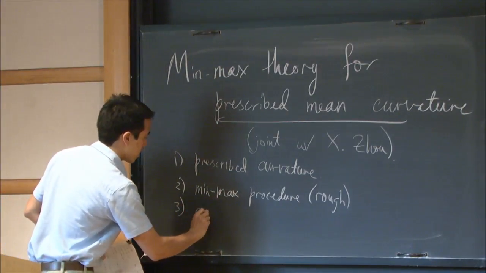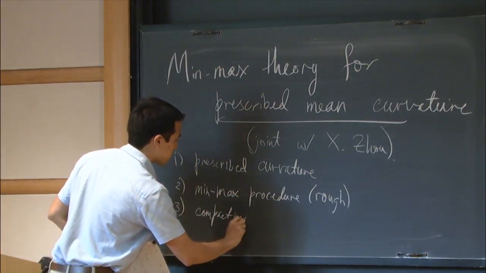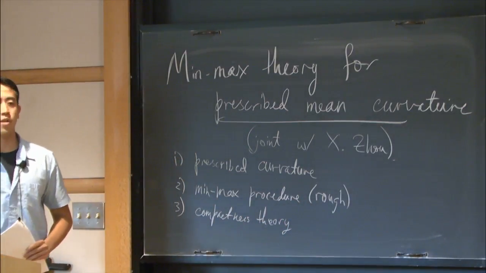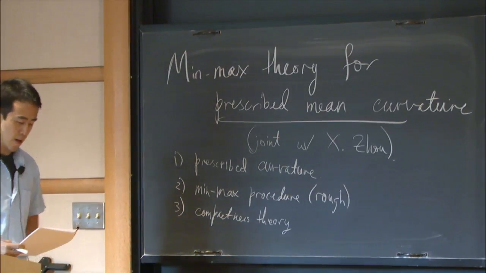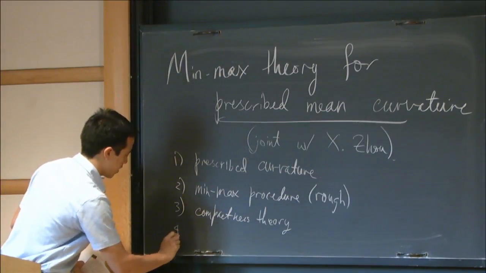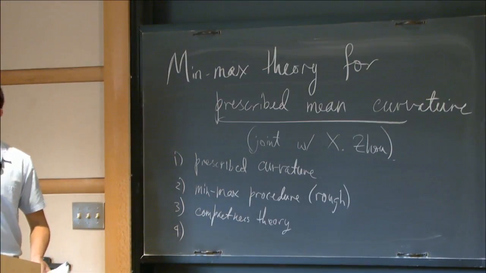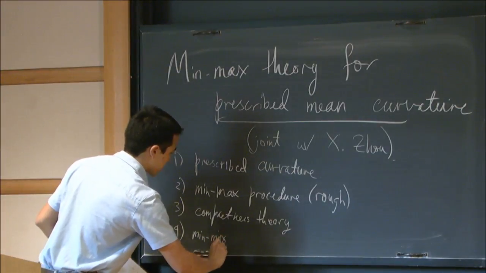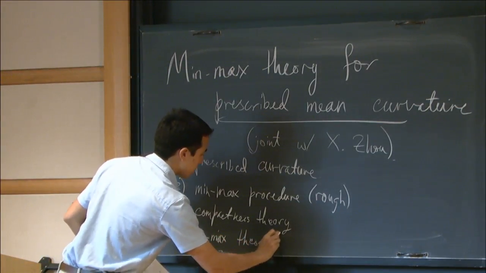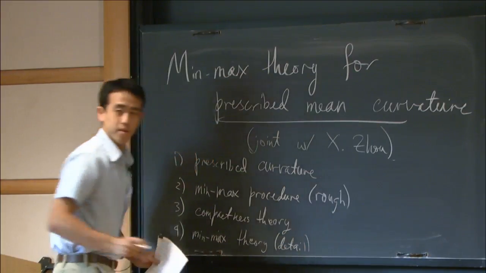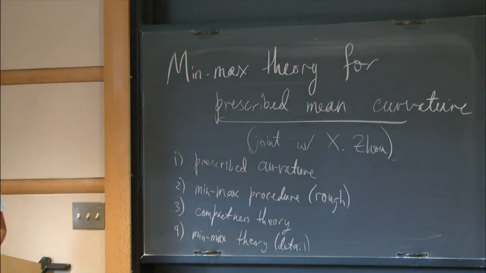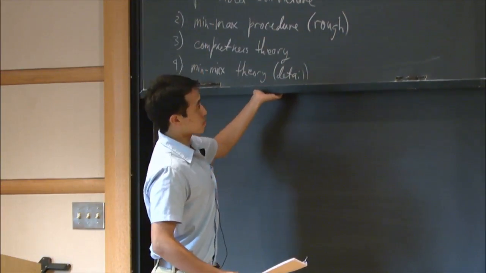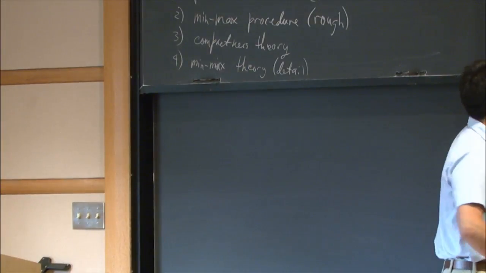that's what I mean by, here I'll talk about the compactness theory. So I'll convince you that we need a good compactness theory, and that for this particular class of functions, we have a good compactness theory. And then after the break, we'll try and really dive right in and see how far we get, and really talk about the min-max theory in detail. Okay. So that's my plan for the talk.